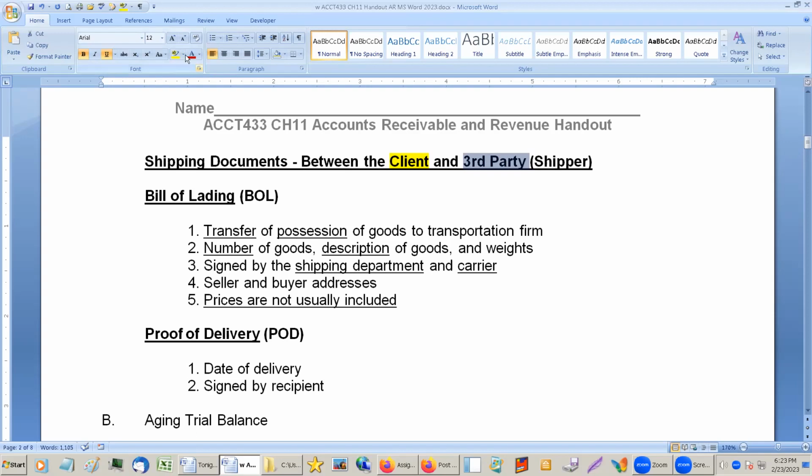While the client will have it, you can also verify it with this third party. Let's write that in. So bill of lading may be verified with the shipper, third party.